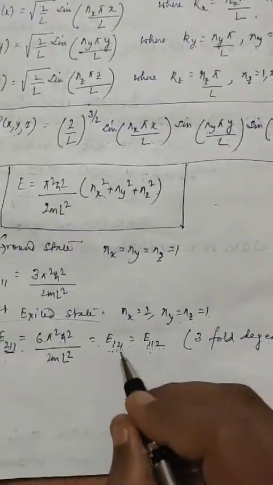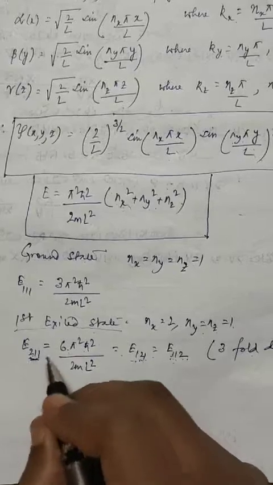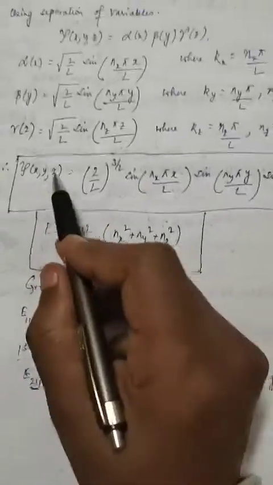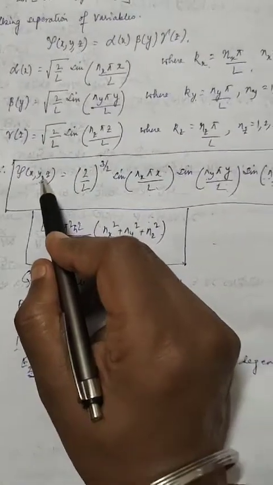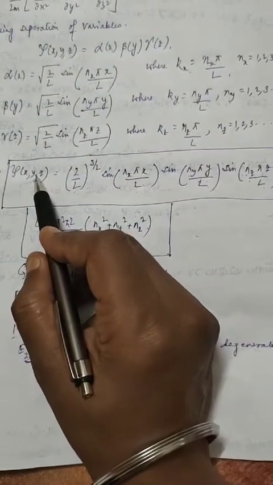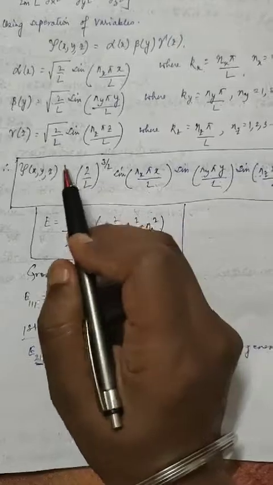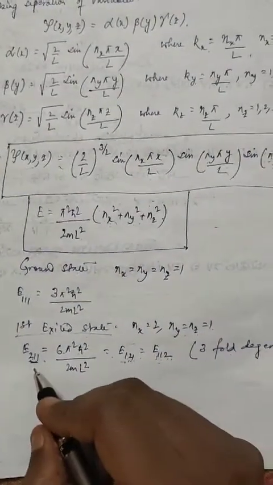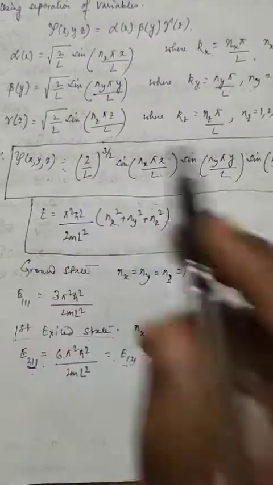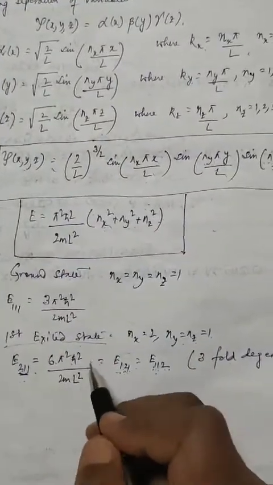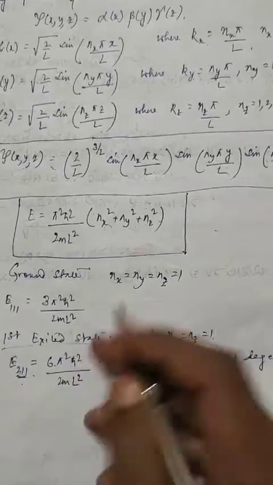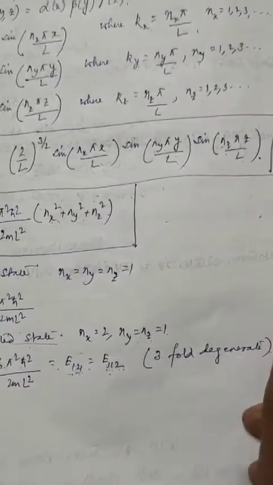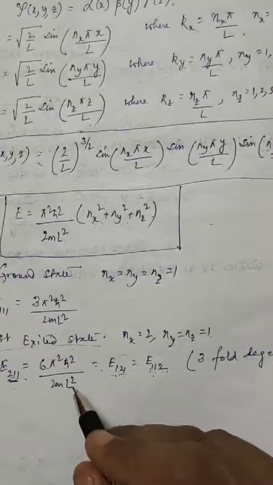That is, there are three different states, because each different combination of nx, ny and nz is going to give rise to a different psi, which implies a different wave function, which implies a different state. So all these three different combinations will give rise to a different state, but all having the same energy. That is, the first excited state is threefold degenerate. That is, there are three different states, all having the same energy.